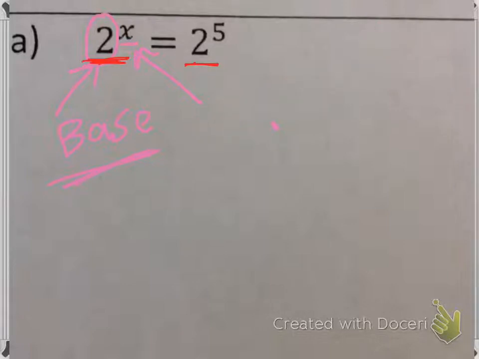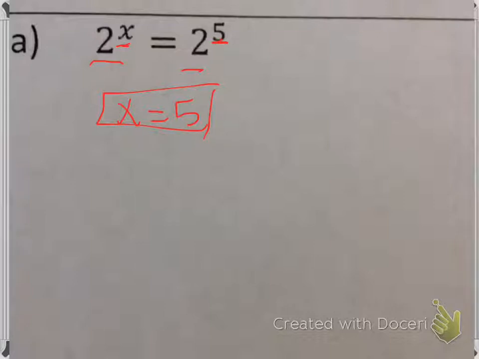So let me show you what I'm talking about here. Really what we're trying to do is find the value of x. It says 2 to the x equals 2 to the 5. Well, when we're in the same base, we can set the powers equal to each other. So x would have to be equal to 5. If 2 to the x equals 2 to the 5th power, then x would be equal to 5.